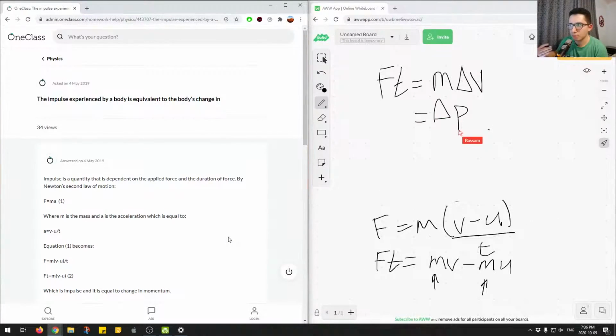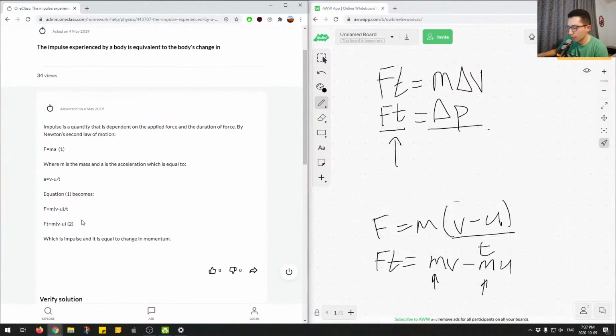So we know that the impulse, which is represented by force times time, so I'll write that over here again. So the impulse, force times time, is equal to the change in momentum. So here our answer is change in momentum. And p, the variable p over here, is representing the momentum, and delta here is just change.